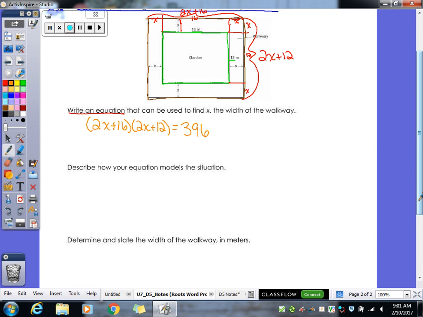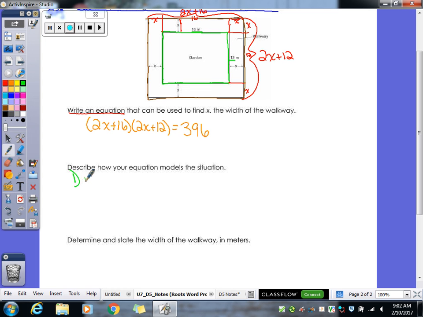Next part, describe how your equation models the situation. Okay, this one's tricky. You kind of have to think about, well, what did we do first? First thing we did is we figured out the length and the width of the garden, including the walkway. So we can write little steps here. We just have to use words for this part.